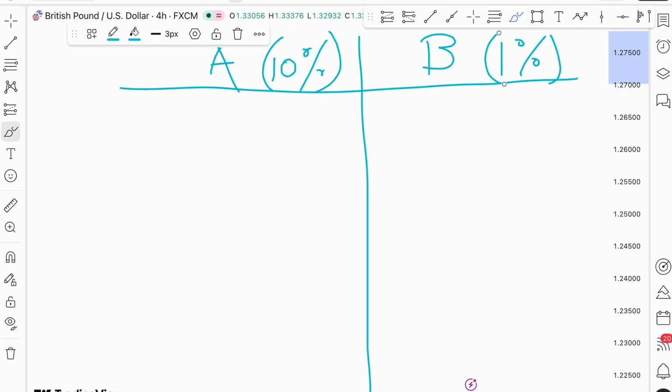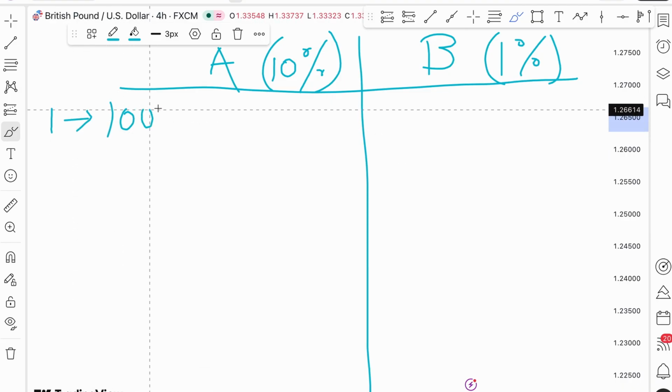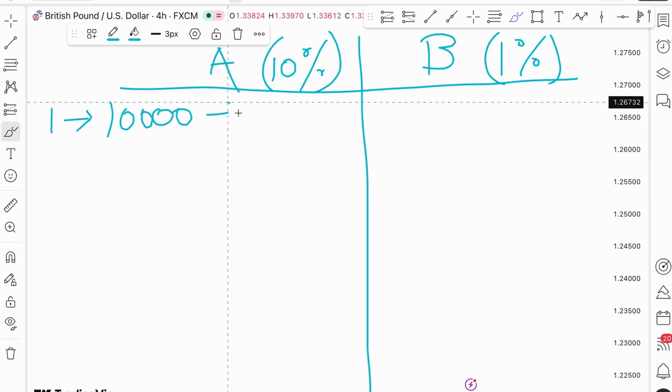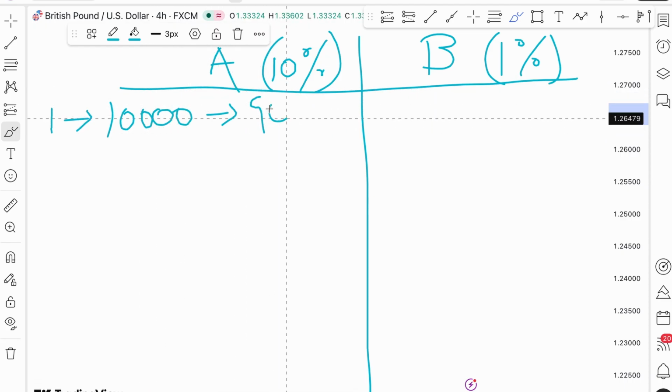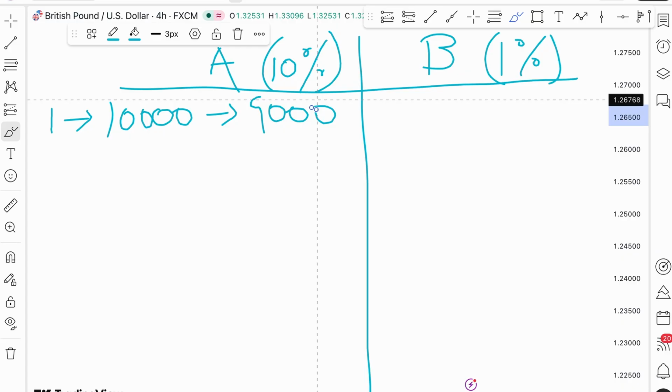In the case of Trader A, the first loss will take us from 10,000 to 9,000, because 10% of 10,000 gives us a drawdown of 1,000 and the balance becomes 9,000.